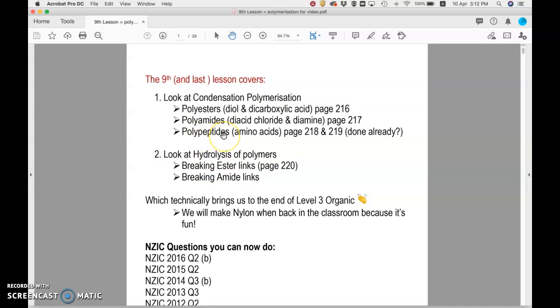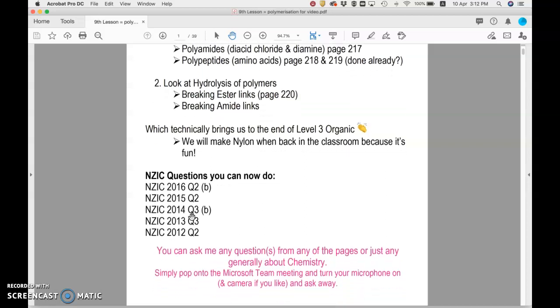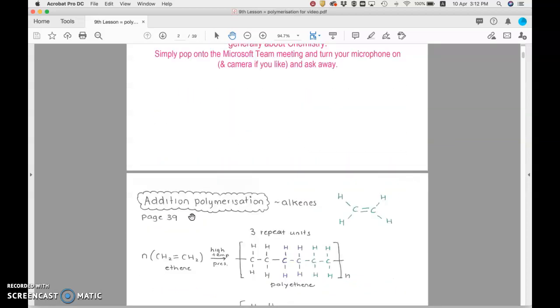of polypeptides. I'll then go into explaining the hydrolysis of the polyesters, where we have to break the ester links, and the hydrolysis of polyamides, which is breaking these amide links. These questions here you'll be able to do after the video, hopefully all going well. If you get stuck, send me a message. I'm more than happy to help you.